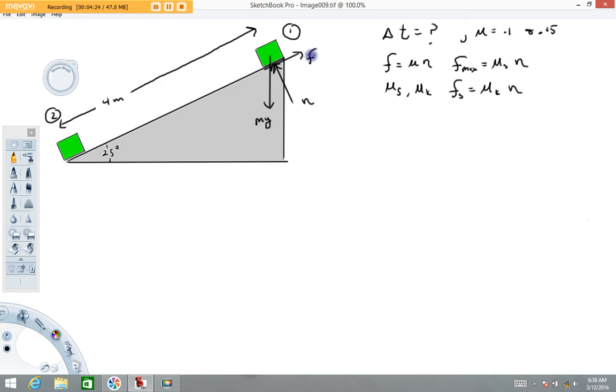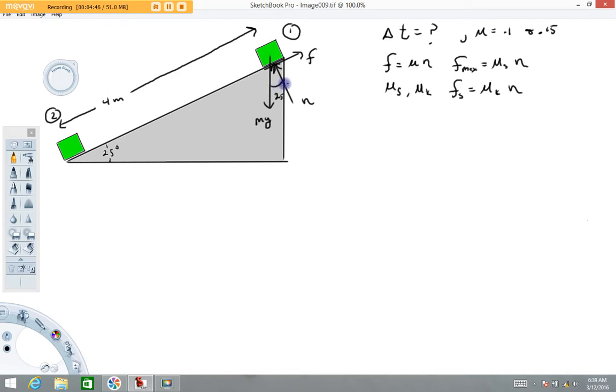Now, it's not too tough to show that if this is 25 degrees, this angle right here also must be 25 degrees, and that's because this one and this one add to 90. I believe that'll make that 65, but from here to here is 90, and from here to here is 65. So that's going to make that one 25 degrees.